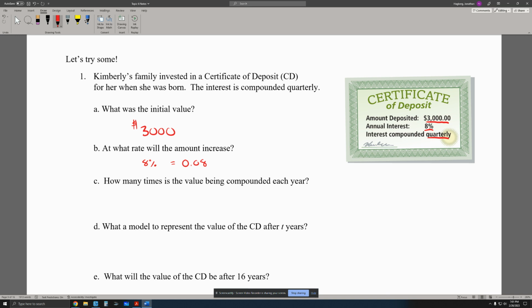How many times is this value being compounded per year? Well, if it's compounded quarterly, there are 4 quarters in a year, so this will be compounded 4 times per year. Other problems might say monthly, in which case it would be 12 times a year. If it's daily, then it would be compounded 365 times a year, and so on.